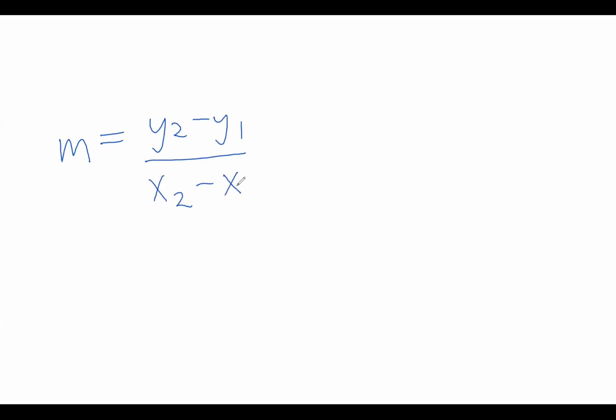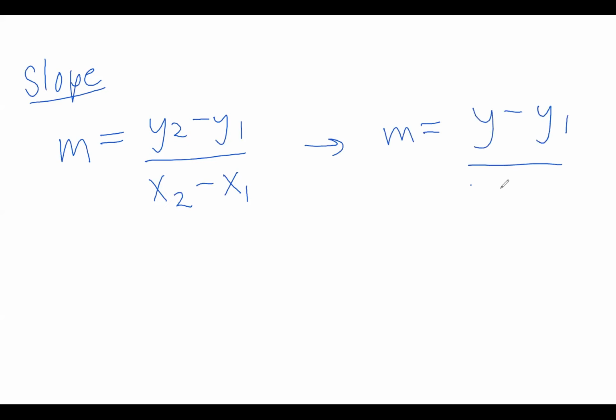So what I'm writing right now is the slope formula, which is what you've seen previously. m equals y2 minus y1 over x2 minus x1. This is a formula for finding the slope of a line. Now, if we adjust this just a little bit, if we rewrite it as m equals y minus y1 over x minus x1, that's a little bit of a different way of writing that formula.